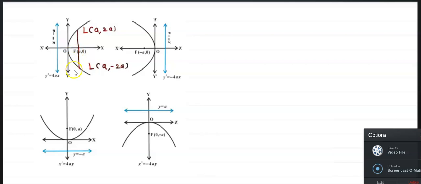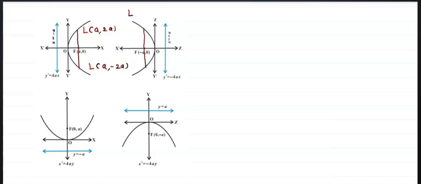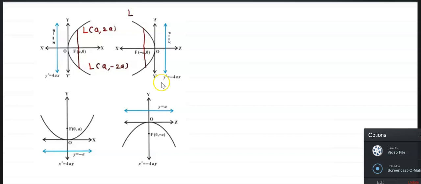This is the directrix. It is at distance a from the vertex, x equals minus a. This is the equation of the directrix. These are the end points of the latus rectum, (a, 2a) and L' (a, −2a). Again, this is the parabola whose equation is of the form y² equals minus 4ax. These are the end points of the latus rectum. Now for this parabola, the equation of the directrix is x equals a.